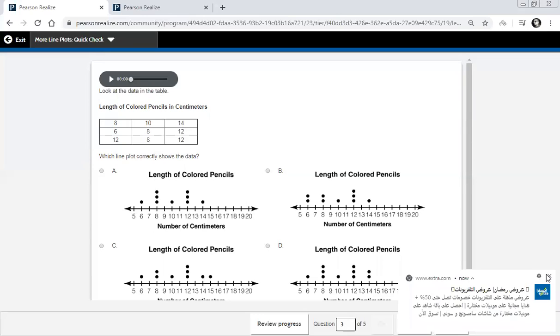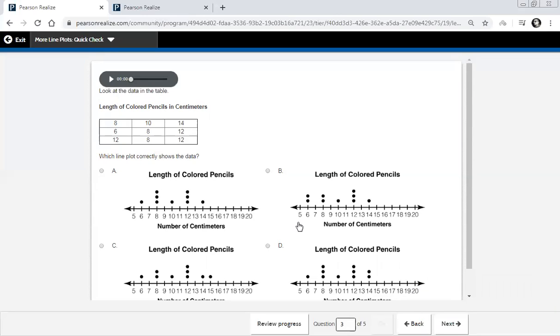So you can here compare the data represented by the line plot to the data that you have inside the table. For example, 6 has only 1 dot, and 6 here in the table has been repeated only 1 time. How about 8? 8 has 3 dots, and 8 has been repeated here 3 times. Move to 10, only 1 time. 12, yes, 3 times, and it has 3 dots also. How about 14? Only 1 time. So option A is totally correct.